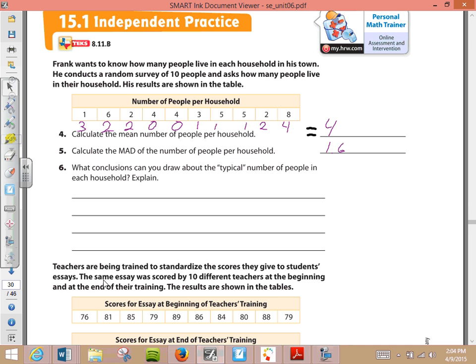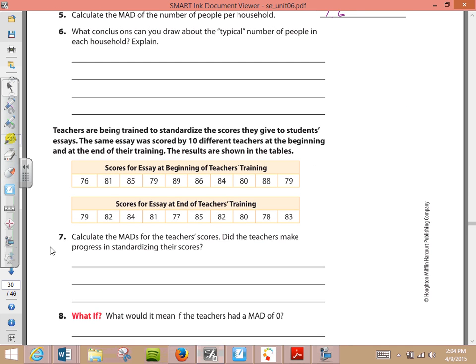All right. So the next one, teachers are being trained to standardize the scores they give to students' essays. The same essay was scored by 10 different teachers at the beginning and at the end of their training. The results are shown in the tables. So what does the mean for the beginning? For this? 81? 83?